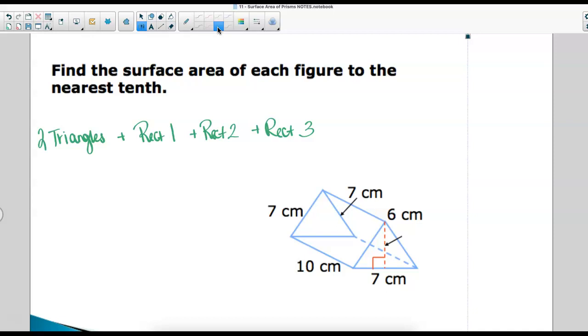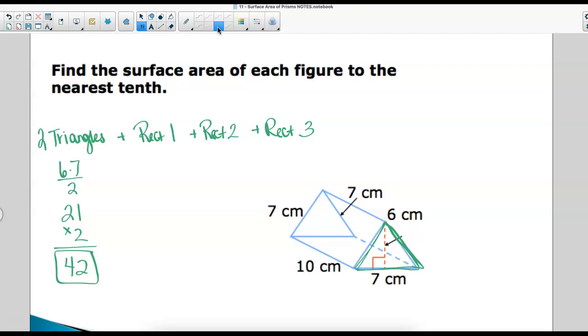Okay, so you might not be all the way done, but let's start working through this. If I start with the 2 triangles, I'm going to outline this triangle. What numbers are on that triangle? What's the base and the height, Abby? 6 and 7. So I need 6 times 7 divided by 2. That's 21. There's 2 of them, so I have to times that by 2. I'm at 42. Okay, there's my 2 triangles.